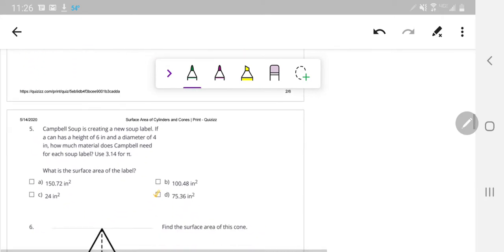Make sure we're reading carefully. Campbell's Soup is creating a new label. It can have a height of 6 inches, diameter of 4 inches.